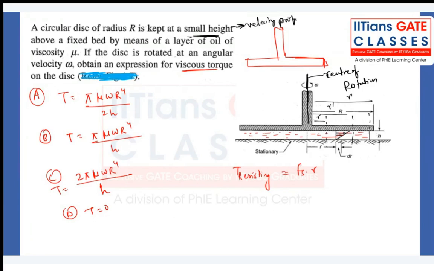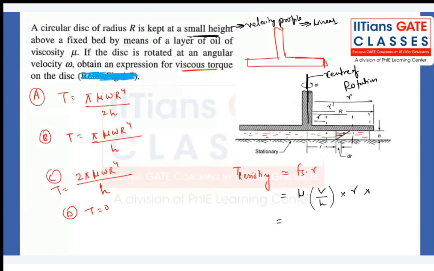Definitely, they will mention in the problem that the velocity profile has to be linear. Mu into v by h, where h is the gap because of the linear velocity profile, into radius, into area. What is the area on which these forces will be acting, my dear friend?